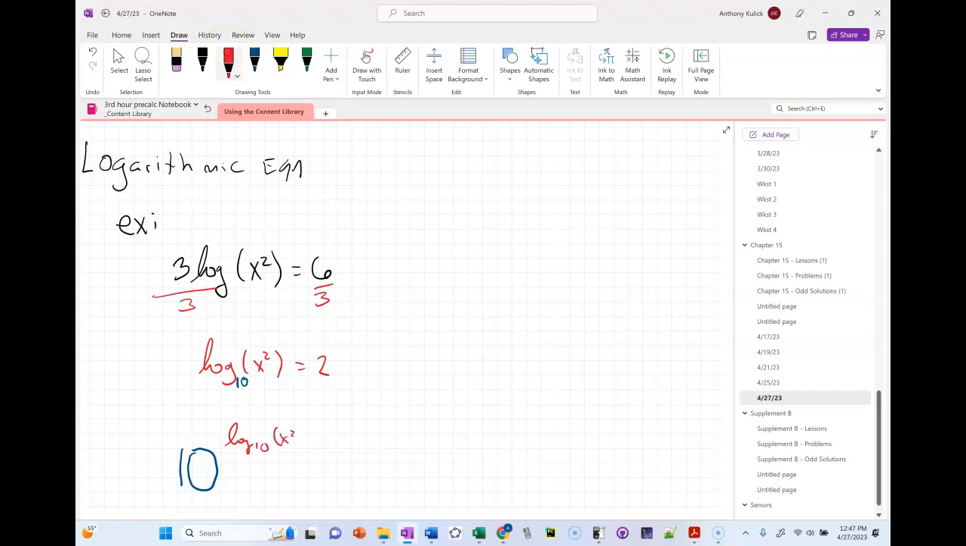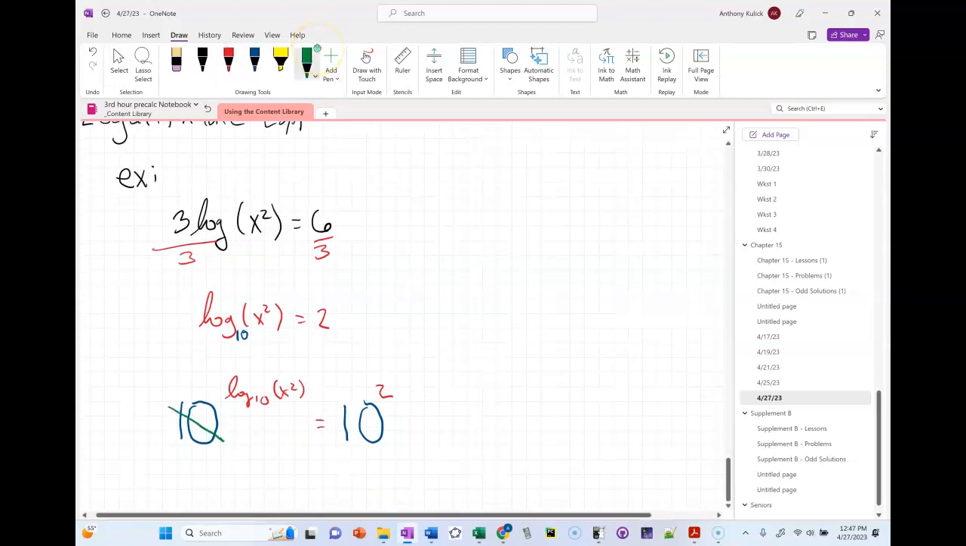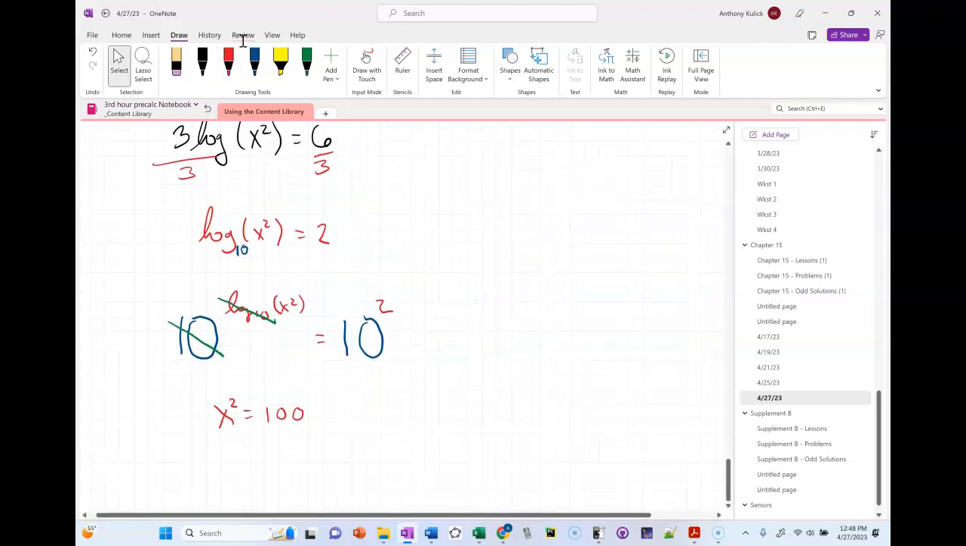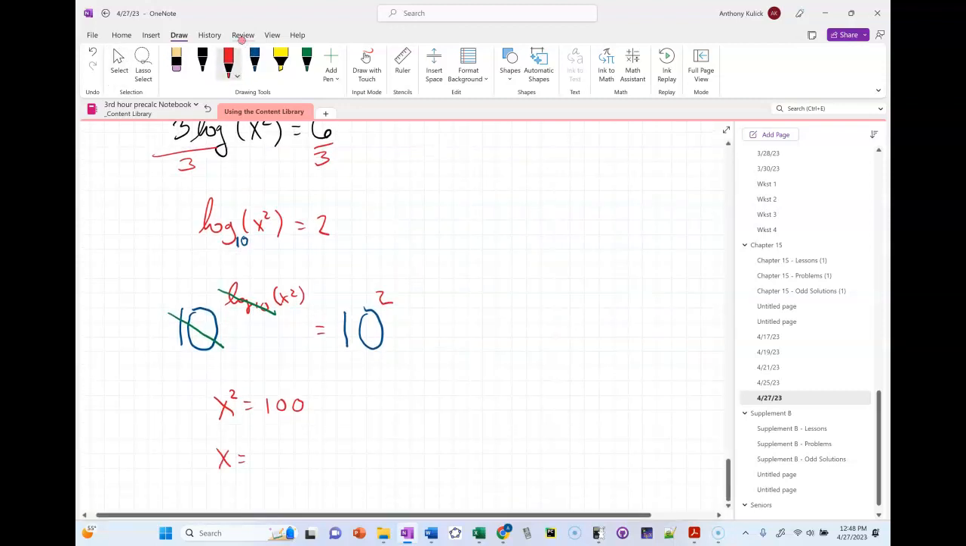So I'm going to draw this absurdly large number 10 here to really emphasize that that is the base of a logarithm. I'm not multiplying both sides by 10. I'm taking 10 to the power of the left-hand side equals 10 to the power of the right-hand side. Exponent base 10 cancels the log base 10. And I have that x squared is equal to 100. So square root both sides, x is plus or minus 10. Very good.